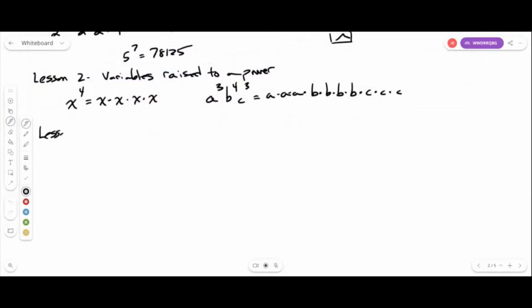Lesson 3 was on multiplying powers. We know that x to the 4th times x to the 5th means I have 4 x's being multiplied together. I have 5 x's being multiplied together. So I have 9 x's being multiplied together. 4 plus 5.